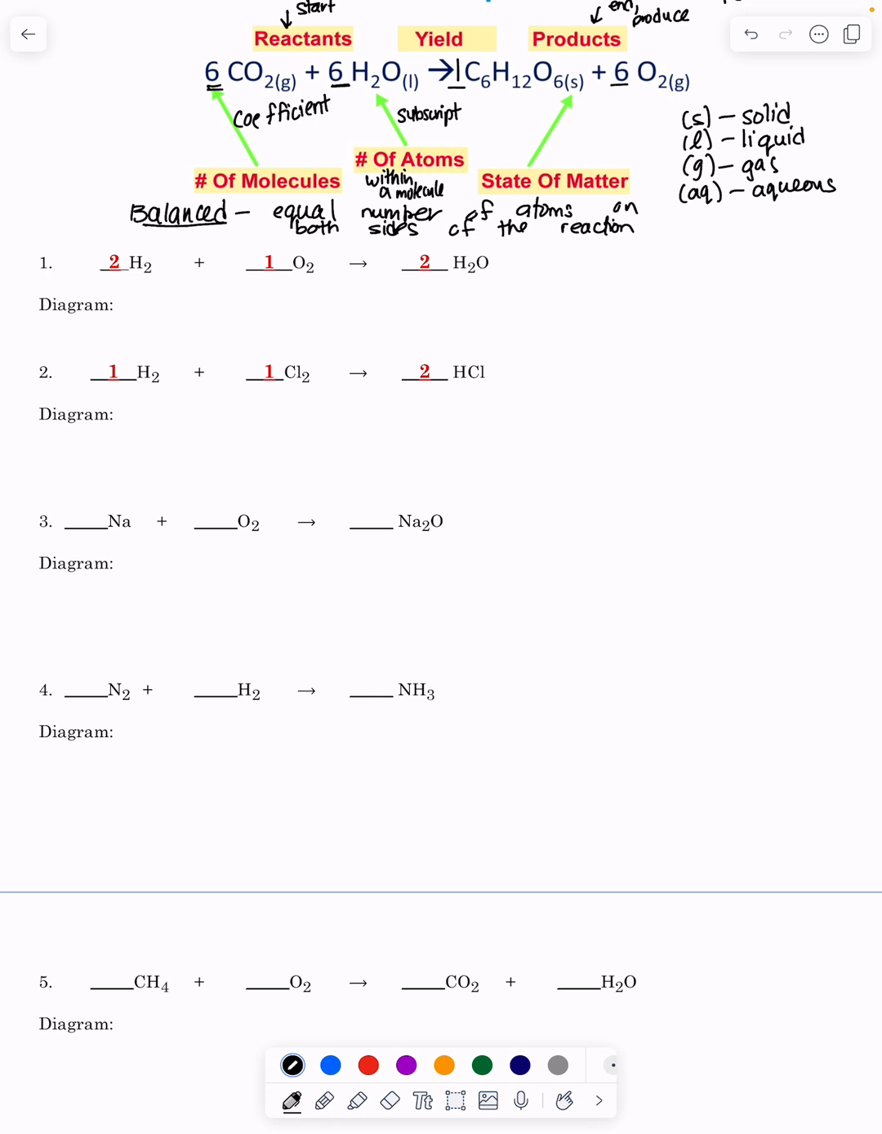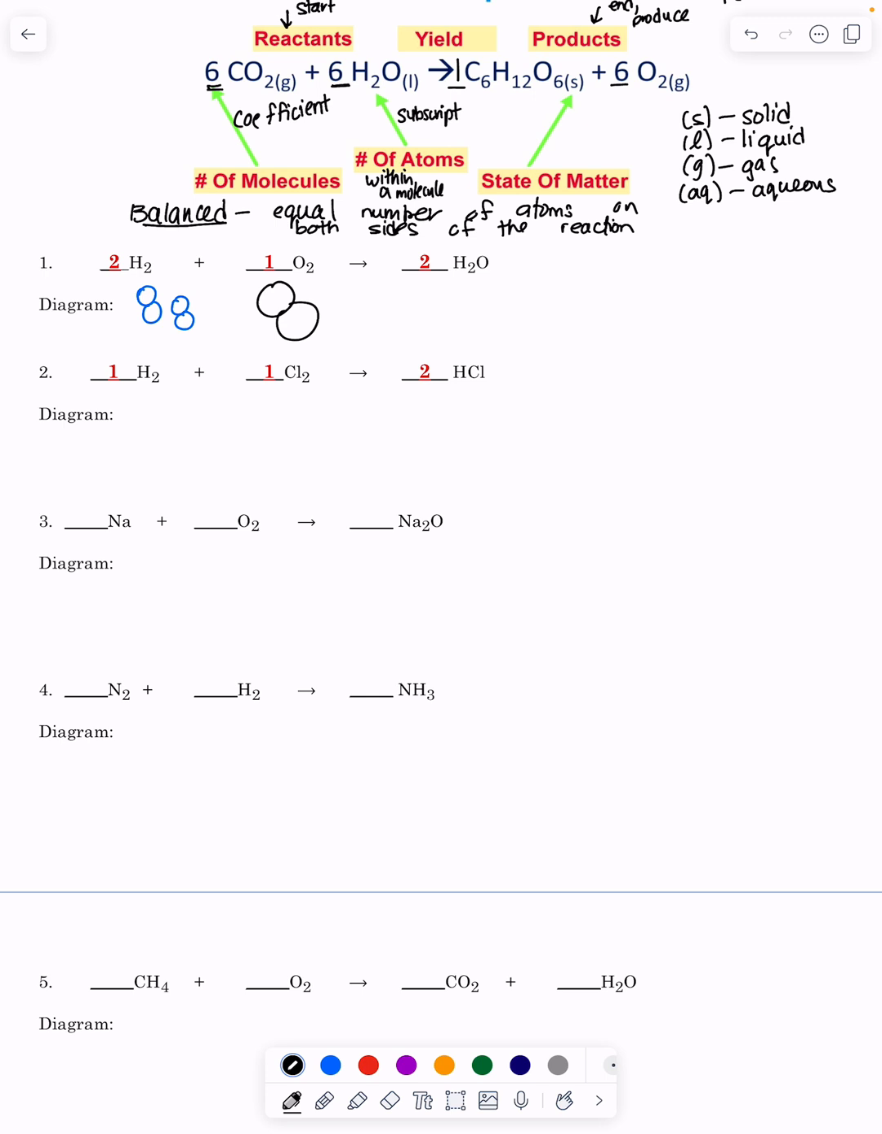So we have 2H2 plus 1O2 yields 2H2O. I find it best to draw circles or particles to represent each of the atoms and molecules. So it says I have H2 here. Let's represent H2 with 2 blue circles. It says that there should be 2 H2, so that means I'll have 2 sets of those 2 blue circles. Then it says I have plus 1 O2. I'll make O2 a bigger connected circle, that's O2.